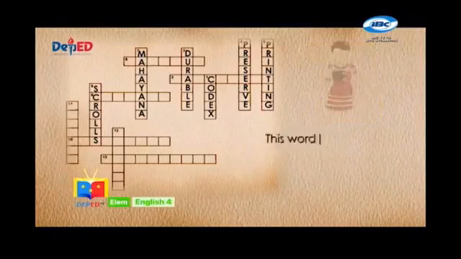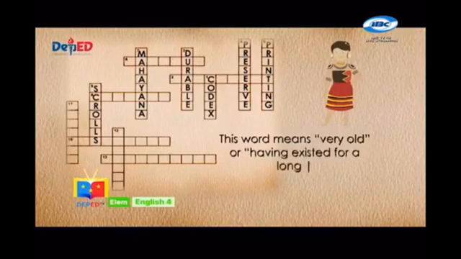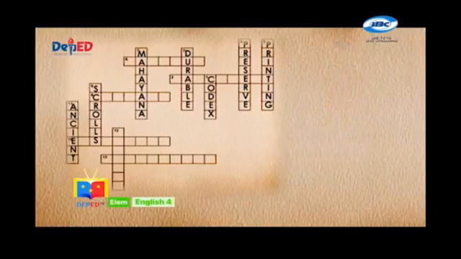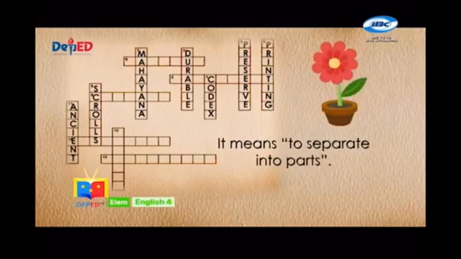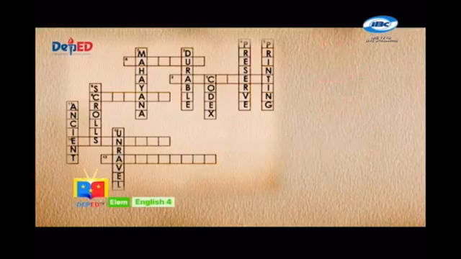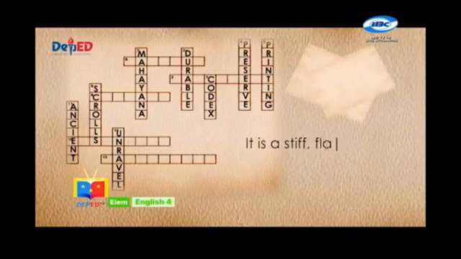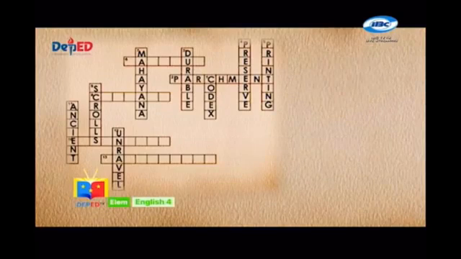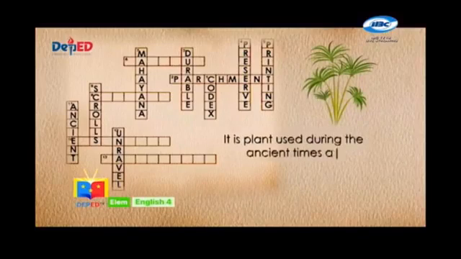Number 11. The word that means very old or having existed for a long time is ancient. Number 12. To separate into parts means to unravel. How are your scores going so far, kids? Now, let's do across. Number 2. The stiff, flat, thin material used for writing is called parchment. Number 6. The plant used in the ancient times as a writing surface is called the papyrus.